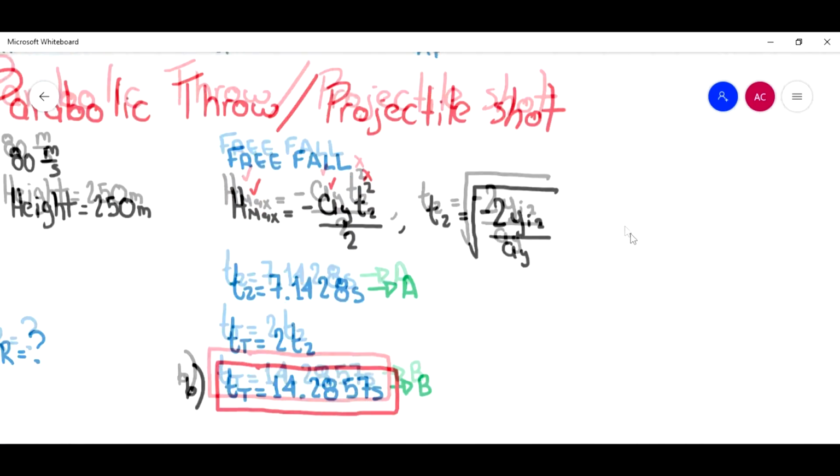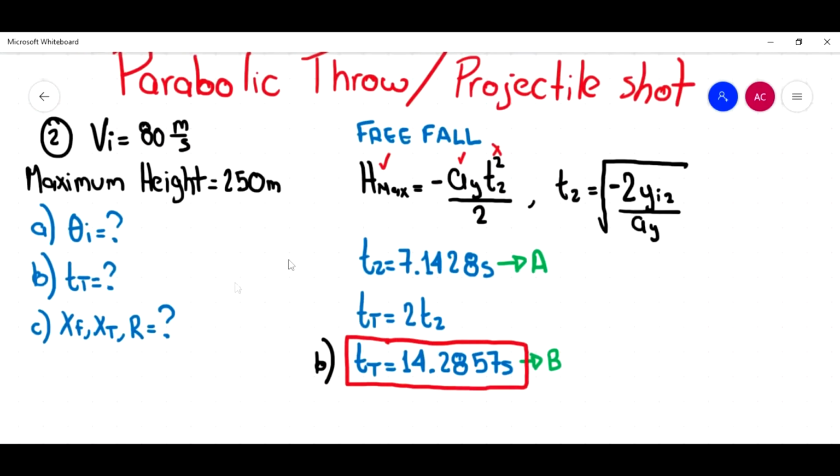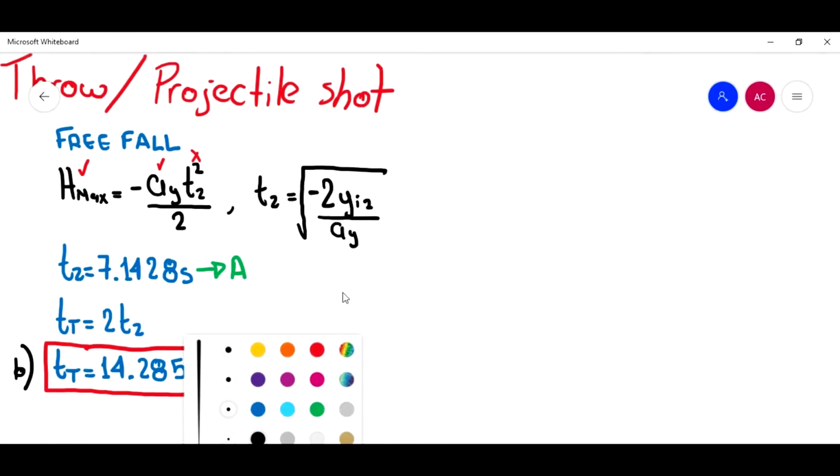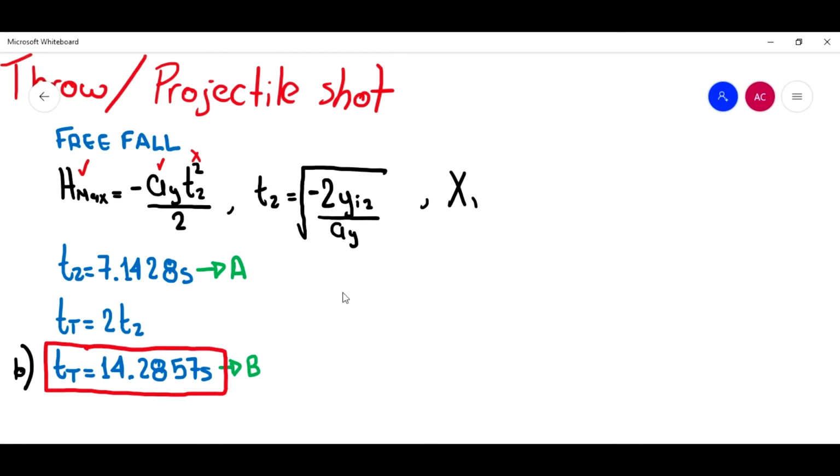Now what can I do? I need to find the total distance. In order to find the total distance, well, there is a formula that says something like this: total distance equals the velocity in x that multiplies the total time. So I don't have this one, I don't have this one, and the only letter that I have is the total time, so I cannot use that equation, okay.